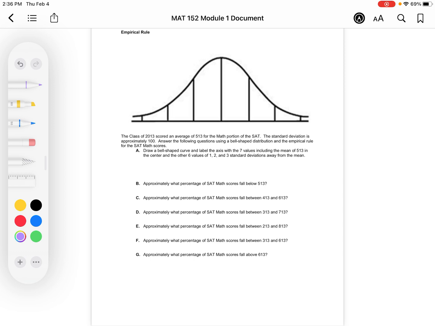What I encourage my students to do is to come in here and go ahead and put your percentages in. This will help you be able to answer the questions really quickly. So we've got 34% and 34%, 13.5% and 13.5%, 2.35%, and then 0.15%.